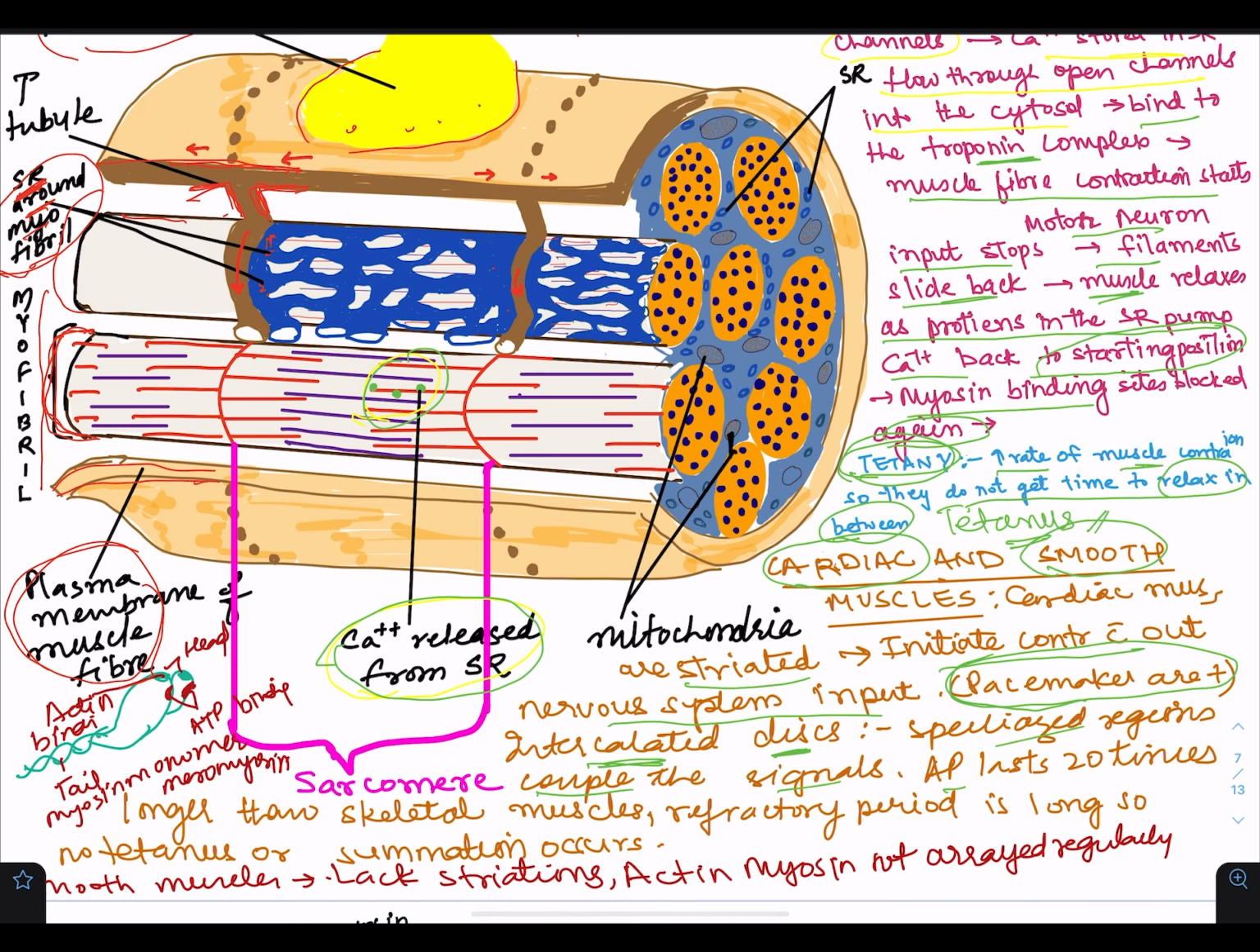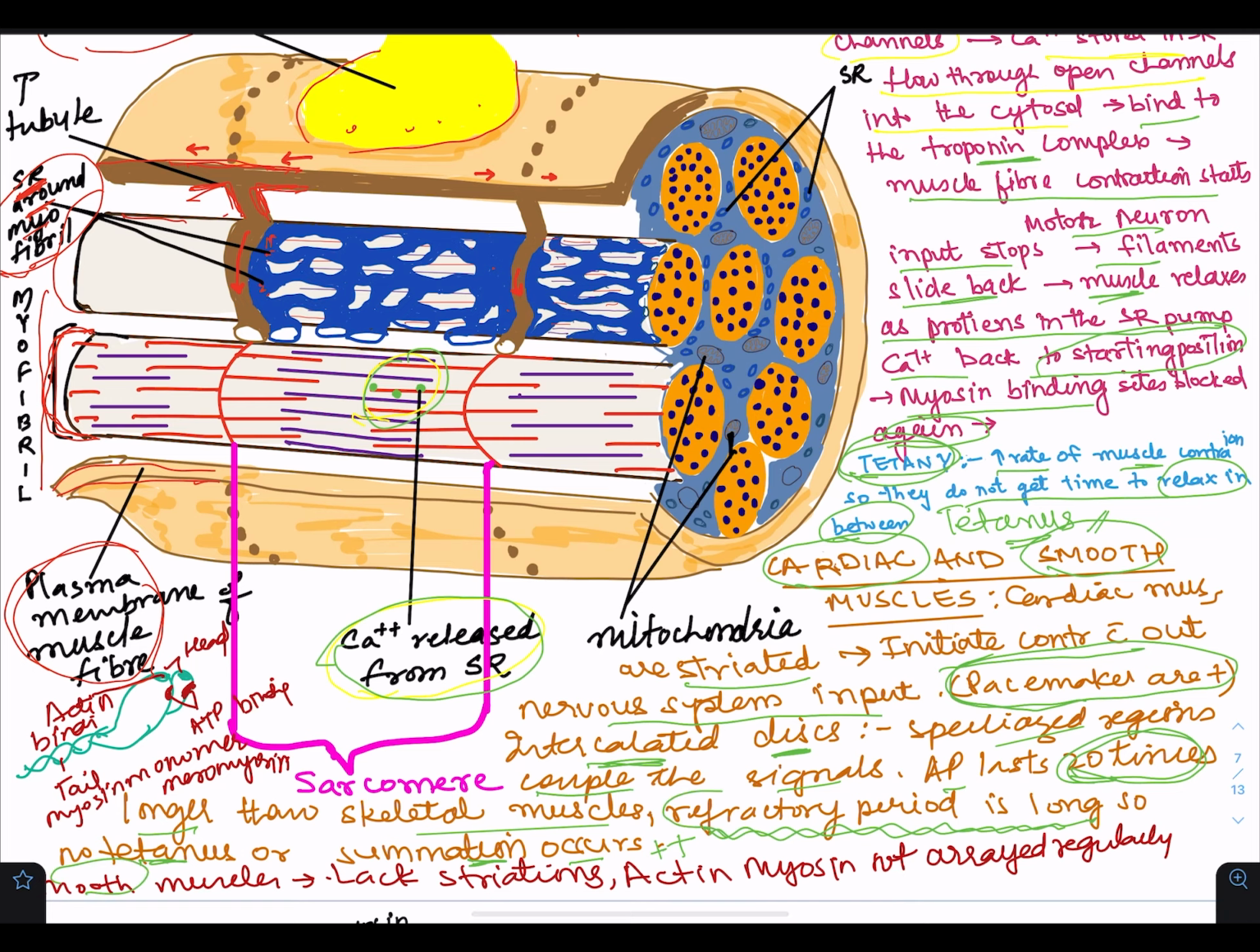The action potential in cardiac muscle lasts 20 times longer than in skeletal muscle. When it lasts so long, it won't harm the cardiac muscles. Why? Because the refractory period is long. The refractory period is the resting period between contractions. So no tetanus or summation occurs. What is summation? When there are two consecutive contractions, one contraction may sometimes get summed up with the other. This is known as summation, but it won't occur because the refractory period is long.